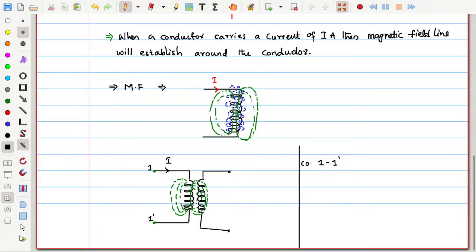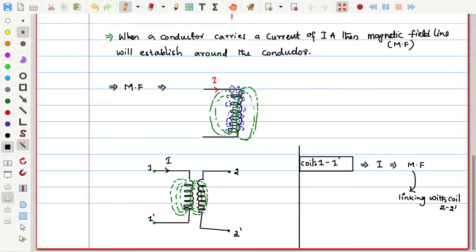This is coil 1-1 dash. In coil 1-1 dash, what happens is that the current is creating the magnetic field. So let me write here somewhere MF, which means magnetic field. Hereafter you should understand: current is creating the magnetic field. This magnetic field is linking with coil 2-2 dash.